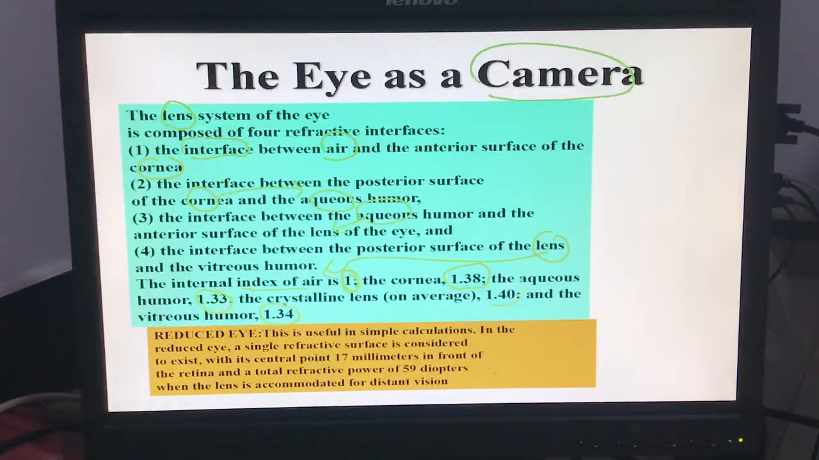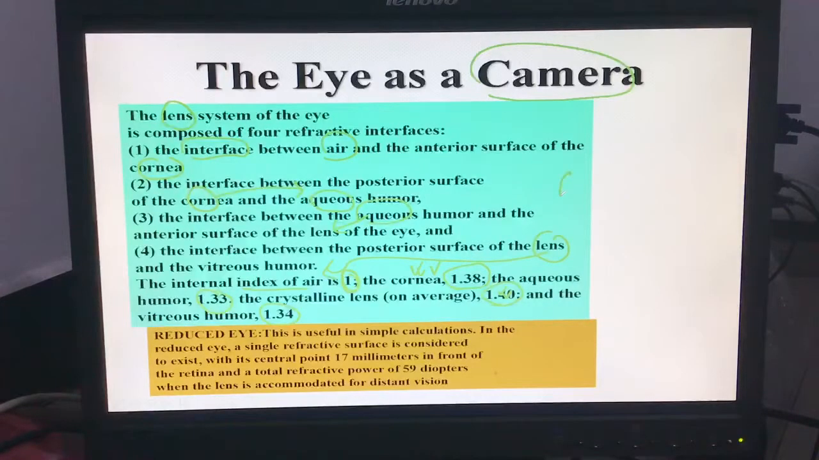Now you can see the importance of the cornea and the lens here. The cornea and lens are the main refraction structures. You can see a big difference here, 3.3, 3.4, and 3.8, and 4. The lens has an average refractive index of 1.40. So we have four basic structures for refraction of light: the cornea, the aqueous humor, the lens, and the vitreous humor. The cornea and lens are of the most importance for refraction of light.